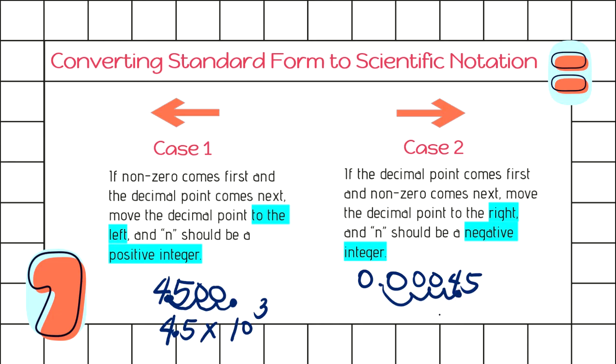Okay, so here it can also be written as 4.5 times 10, the number of times we moved places, 4, and it should be negative. So it should be written like this.